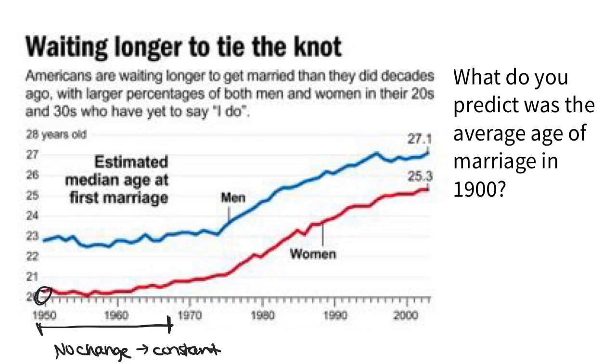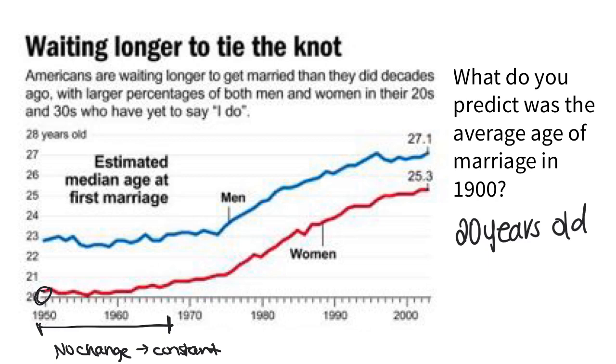So I might say, since the age was constant at about 20 years old from 1950 to about 1965, I think that if we went back in time, all the way to 1900, there would be no change. And so it would be a constant age, which means that I would predict that the average age of marriage was 20 years old. Something to be very careful of is as we're predicting back in time, we want to make sure that our data or what we're saying makes sense.